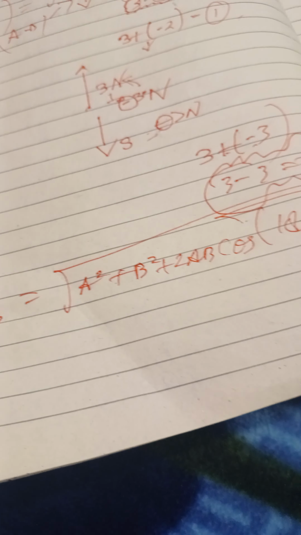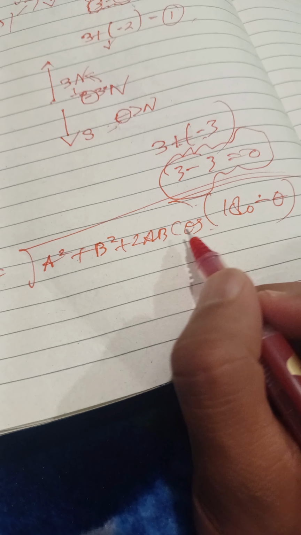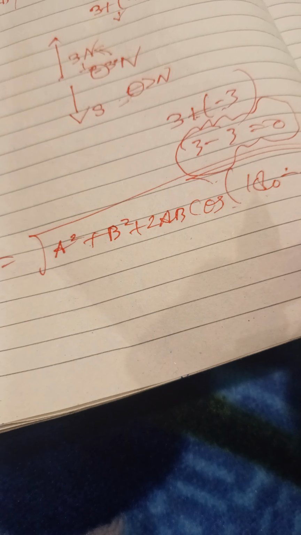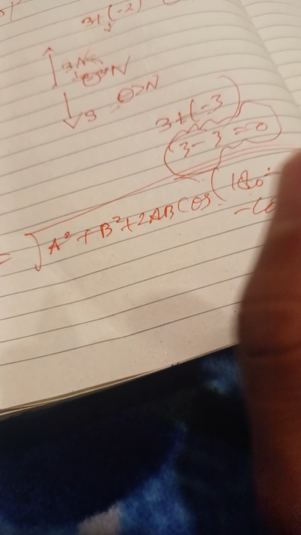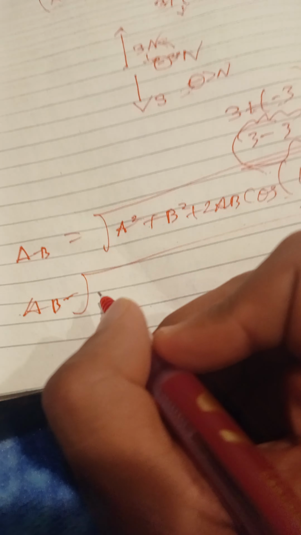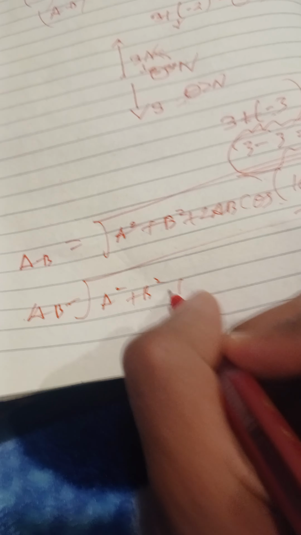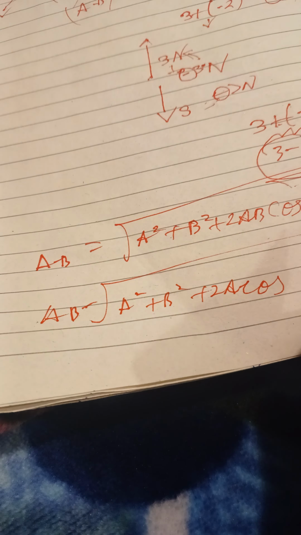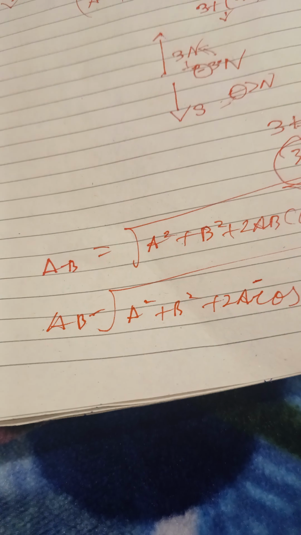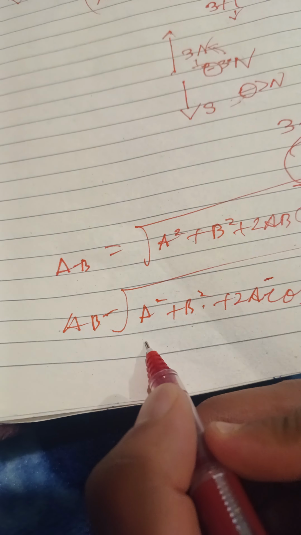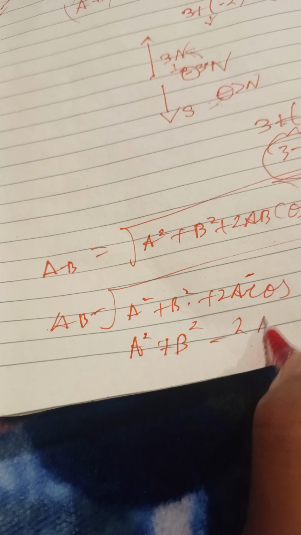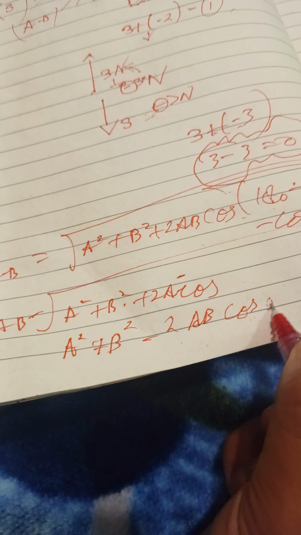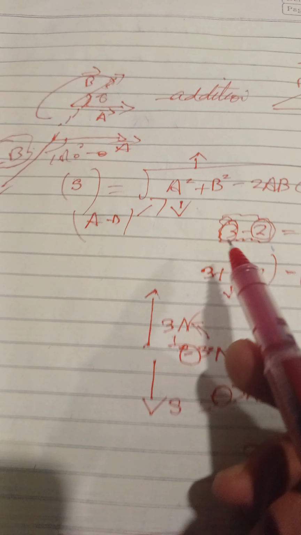You guys know that cos of 180 minus theta lies in the second quadrant, where cosine is negative, so it will be minus cos theta. Therefore I will be writing a square plus b square plus 2ab cos of theta, but here cos theta becomes minus cos theta, and the minus sign turns there, giving minus 2ab cos theta. This was the formula here.